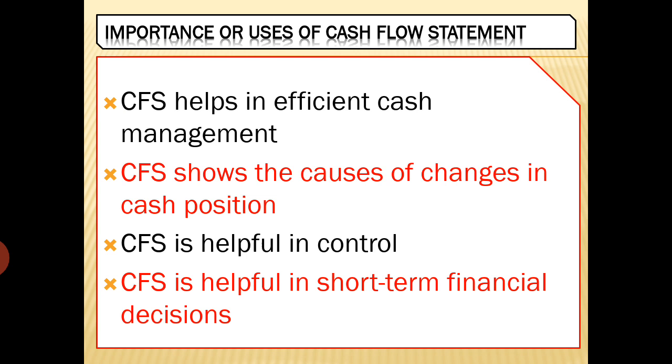Cash flow statement shows the causes of change in cash position. When we compare the opening balance of cash and the closing balance of cash, we will get a difference, that is the change in cash position. And a cash flow statement reveals what are the reasons for such changes, that is what are the sources from which we have collected cash and what are the uses to which we have applied cash. All these are identified with the help of cash flow statements.